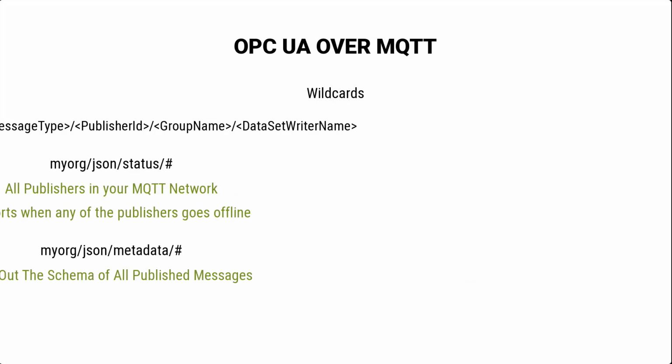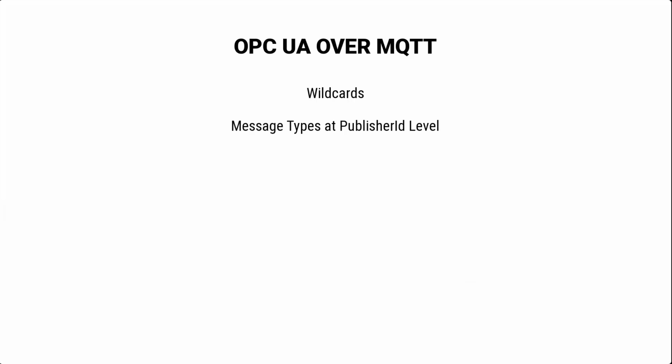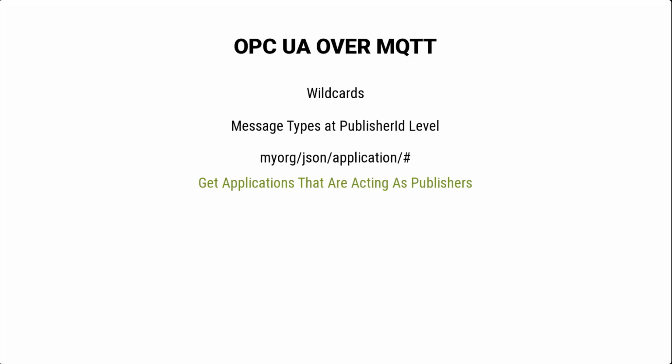So let us take a look at the other message types, starting with message types at publisher ID level. In addition to status, which is used to detect publishers as they appear and disappear from the network, there is also application message type, which you can subscribe to get information about the applications that are acting as publishers. There's also an endpoint message type, which you can use to get information about which endpoints in your MQTT network have client-server communication capabilities. You can use this in the event that you need to perform operations that require client-server operations, but of course, you then have to know the client-server connection details of that application.